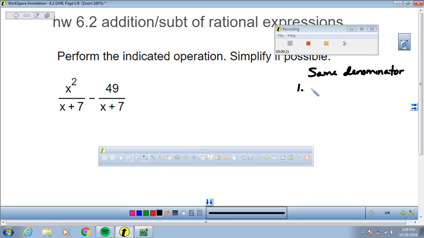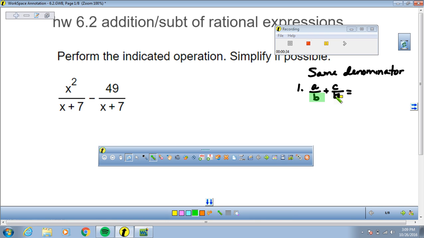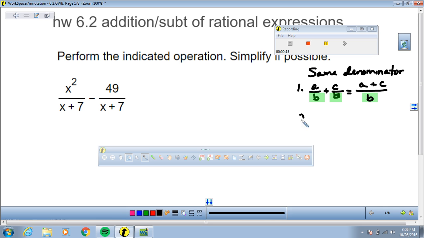First thing that we need to do when the fractions have the same denominator, like for example a over b plus c over b, then what you do in this case when the two denominators are the same, you will add the numerators and put the answer over the same common denominator. Okay, then step number 2, and the end of it is going to be simplify this fraction if possible.